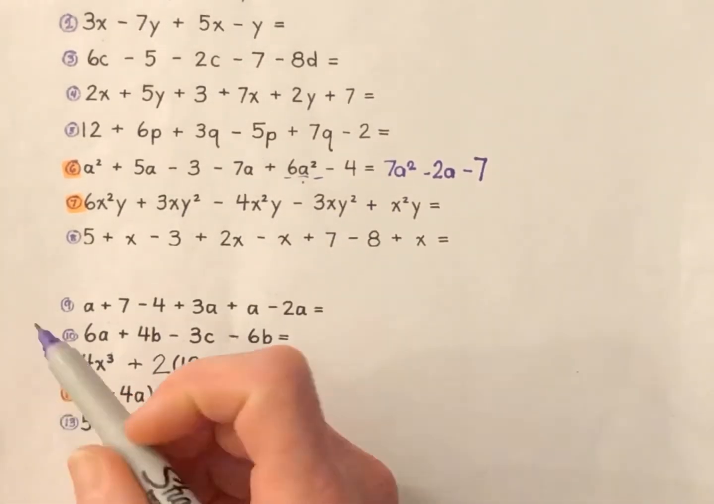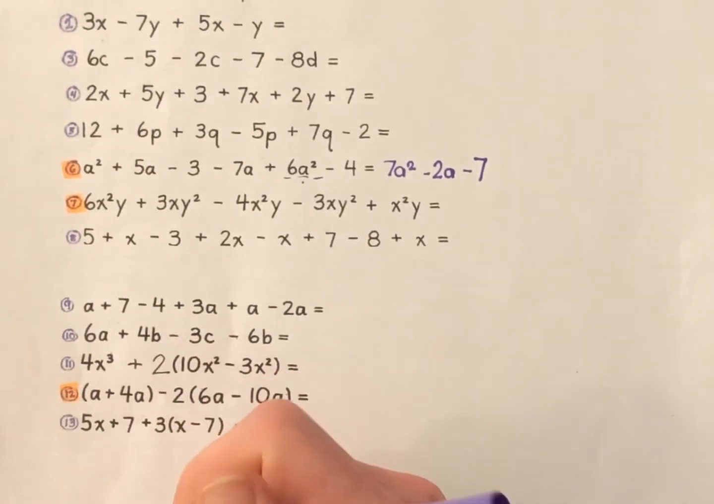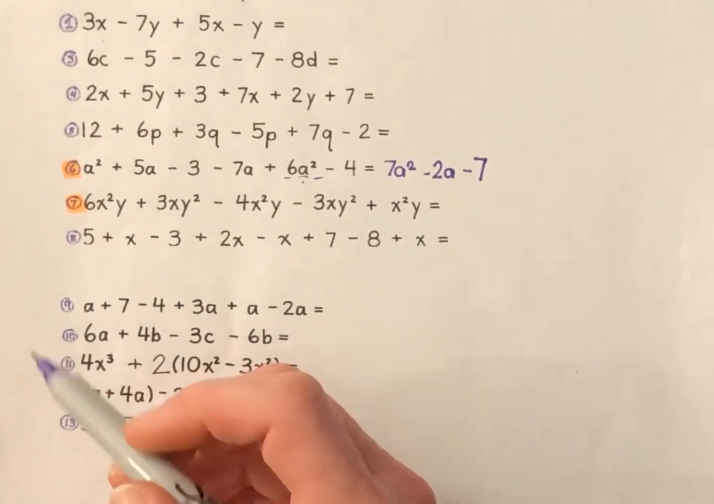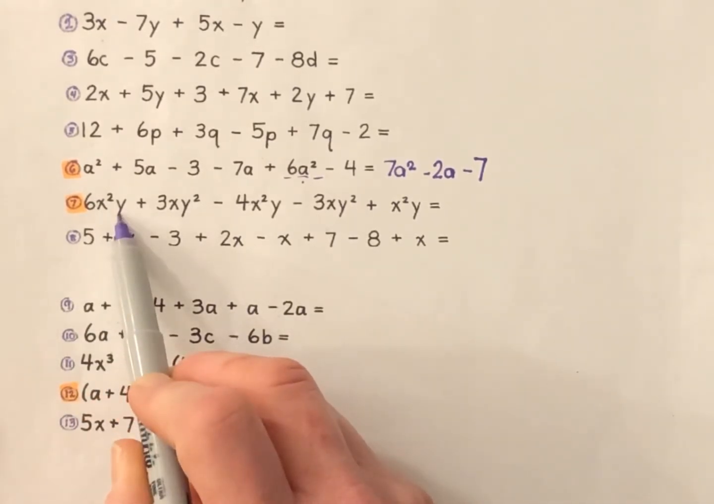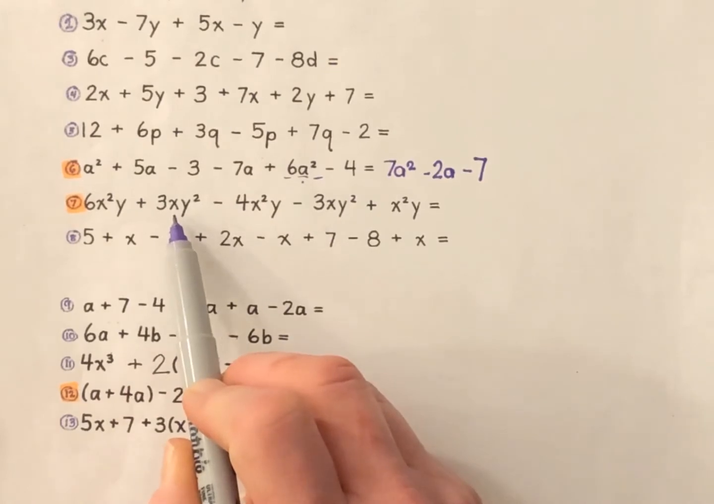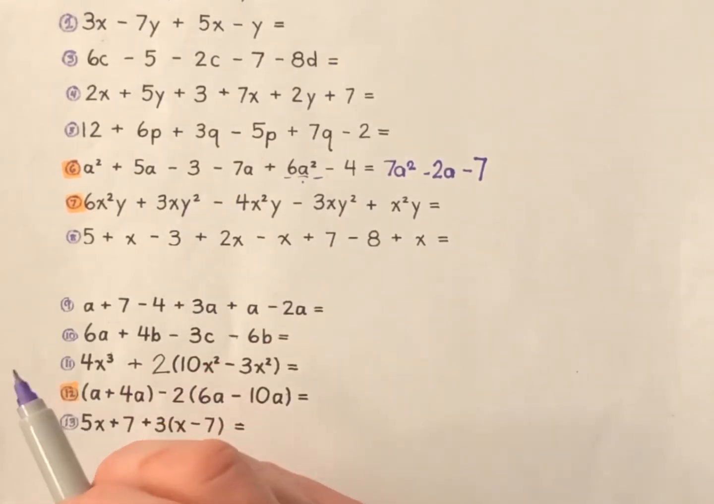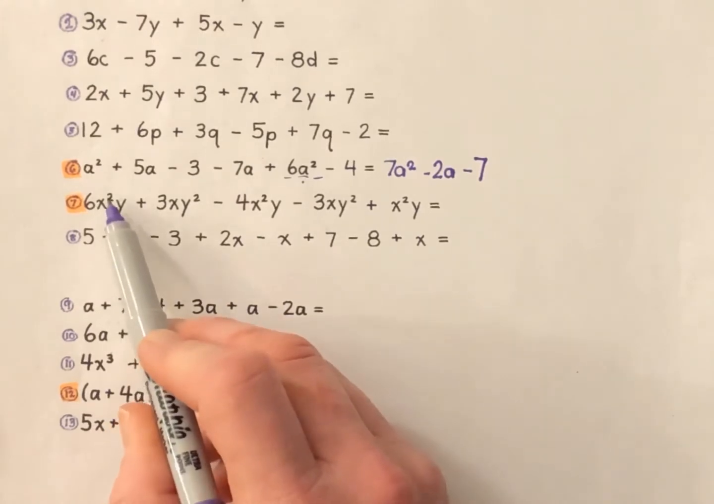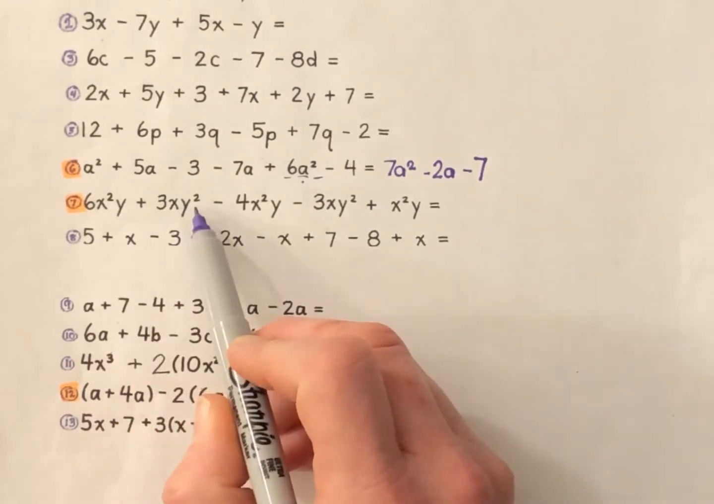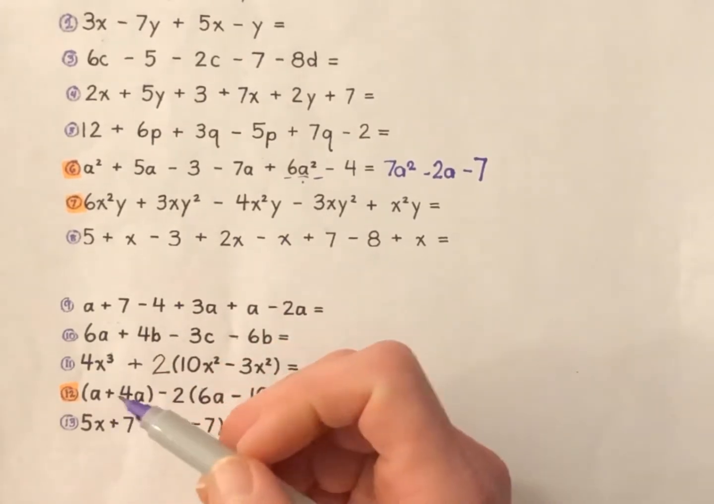Now on to number 7. I chose number 7 because this one could be the most confusing. You have x squared y, and you have another xy squared. You might think that those are like terms, but they're not. Since this has the x squared and this has the y squared, they're considered different terms. So we'll add them up separately.